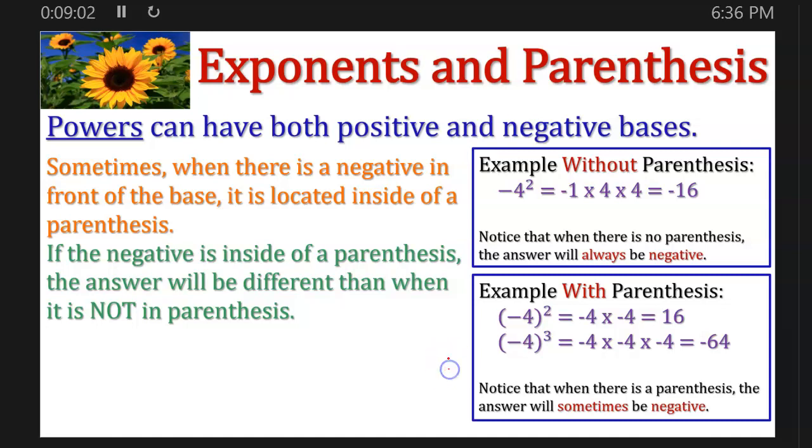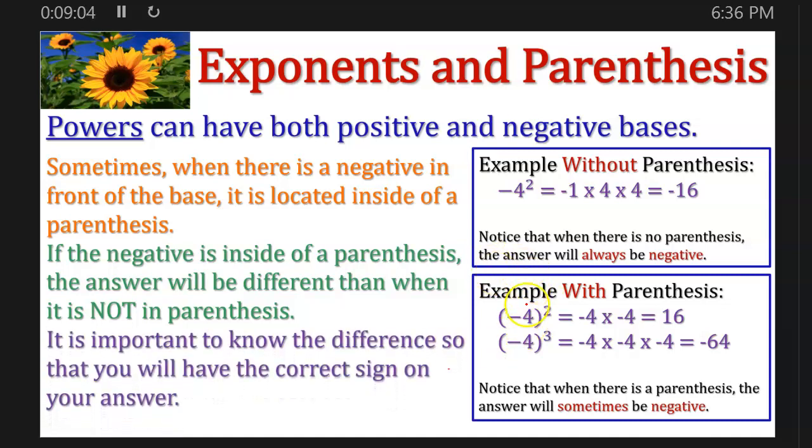So if I have an exponent of an even number, like this 2 here, then I'm going to take the entire negative 4. It's not going to be negative 1 like this one. It's just going to be the whole negative 4, and I'm going to multiply it times another negative 4. Okay, and that's going to give me a positive 16. So when the exponent is an even number, our answer will be positive when there's a parentheses around that negative base. When there's a parentheses around the negative base and the exponent is odd, then our answer is going to end up being a negative answer.